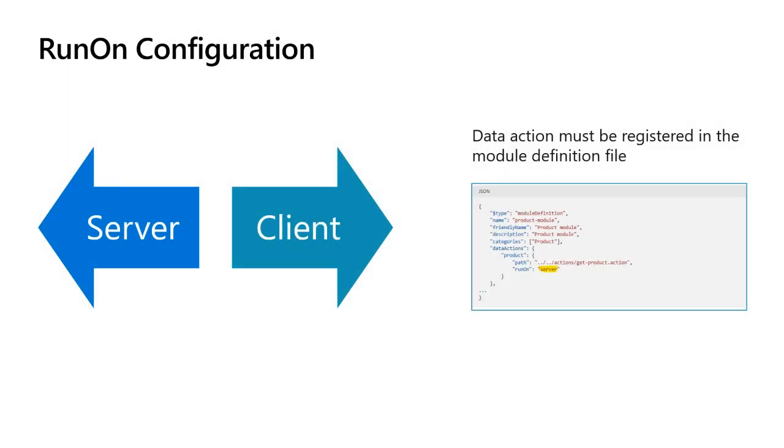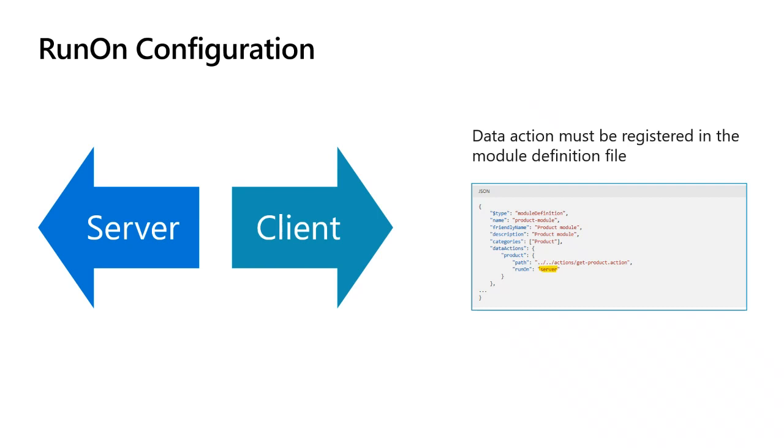So how can the render behavior be controlled? We can control a module's render behavior by using the RunOn configuration. The setting is in the module definition. So if we set a data action to run on server, the action will run on the server. And once the data is available on the server, the module will render on the server. If you set it to client, then the action will run on the client and the module will render on the client.